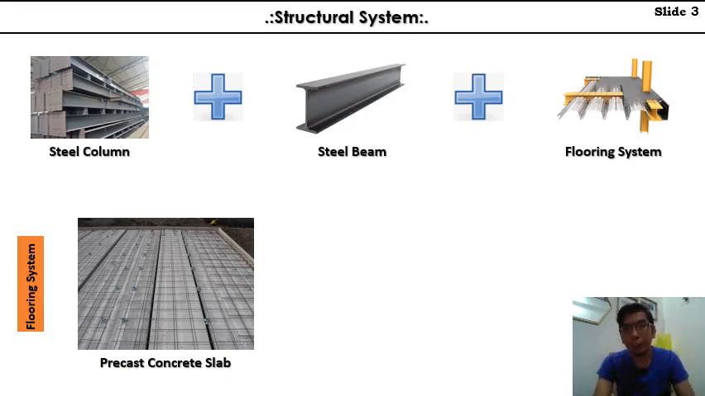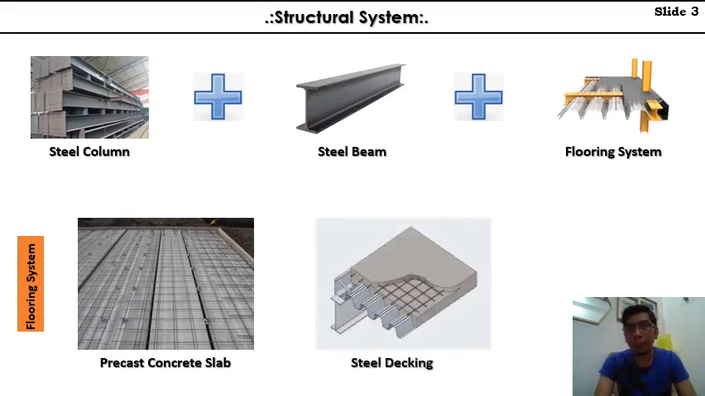So that's the first scenario, or the first type of flooring system that you can use. The second type of flooring system is using what we call a steel decking as a composite slab. In this case you're going to use steel deck, and the steel deck must be in a corrugated shape, as you can see in this diagram. Corrugated means wavy.